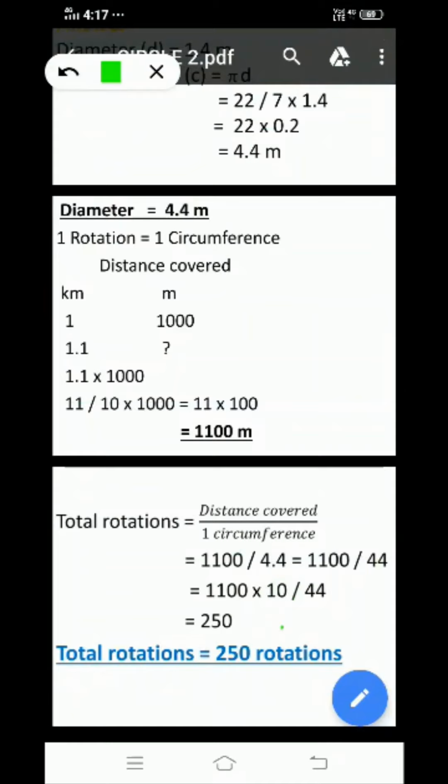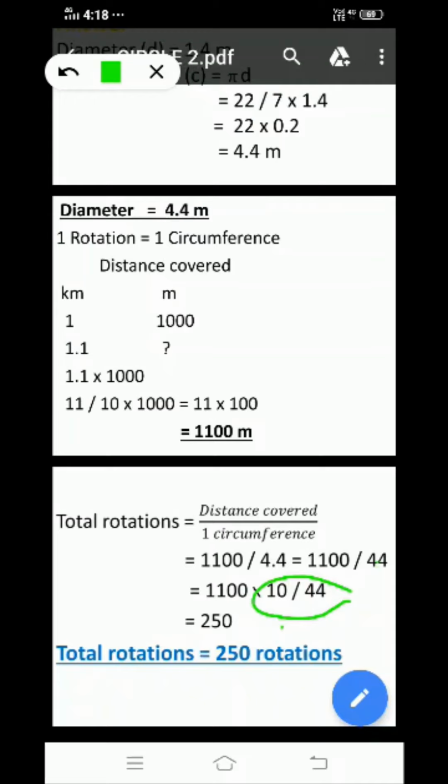The answer becomes 250 rotations. Total rotation is how much? 250. Here 1100 divided by 4.4. How can I remove this 4.4? If I remove this decimal point, it is 44 upon 10, and the 10 will go in the numerator and 44 will be in the denominator. That's why I wrote here 10 upon 44. Okay. Now see, it is clear to you.